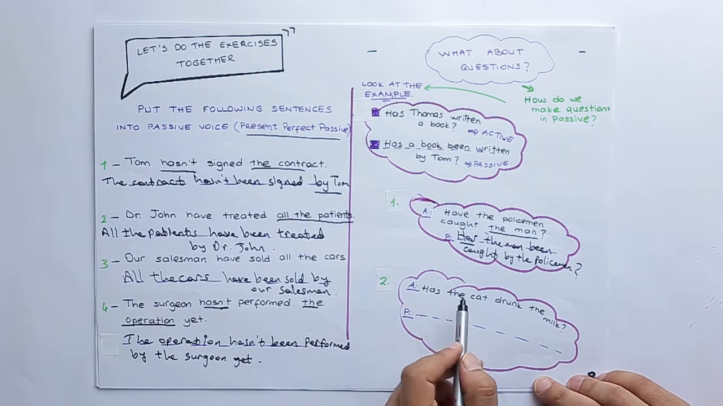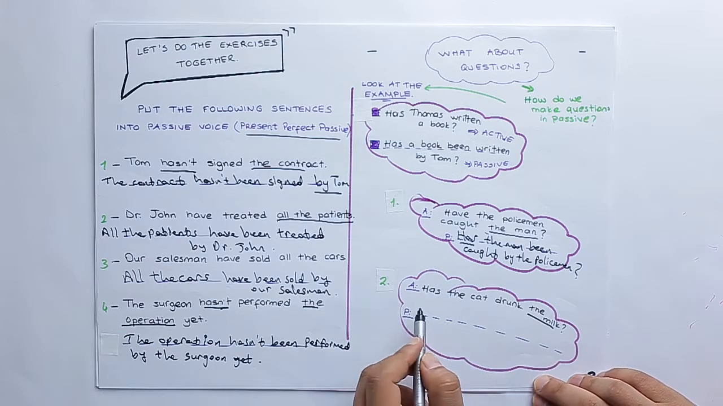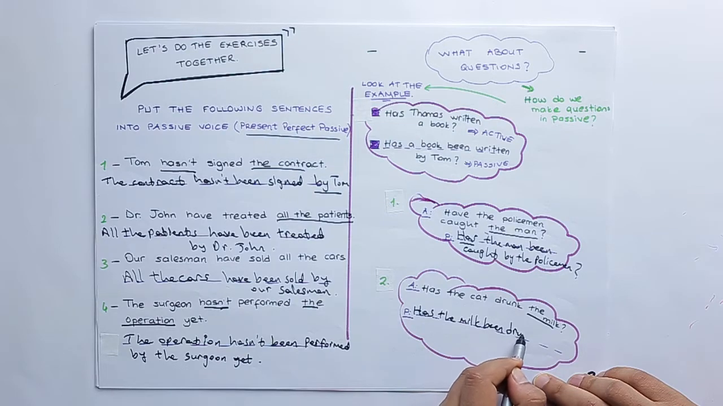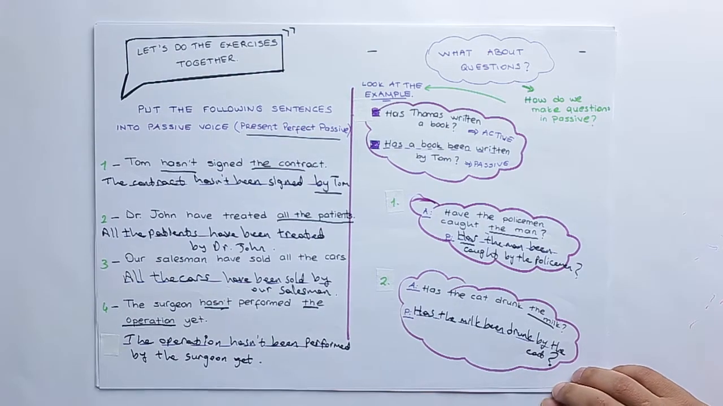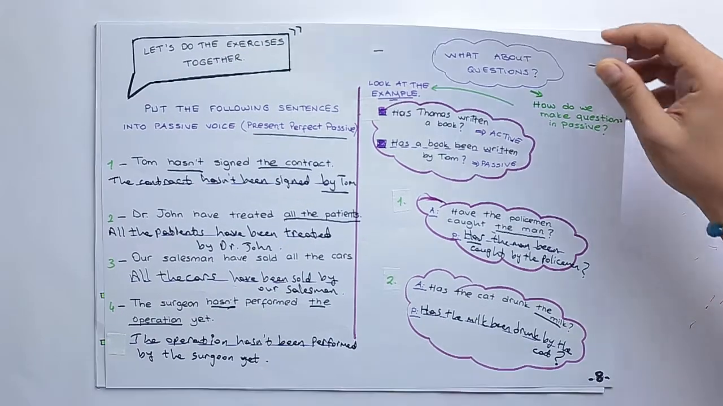Or has the cat drunk the milk? Yes, this is again our object, and also as you see, this is a single uncountable noun. Because of that reason, you are supposed to start with has. Has the milk been drunk? Yes, been drunk by the cat is the question form of present perfect passive, everybody. Okay.